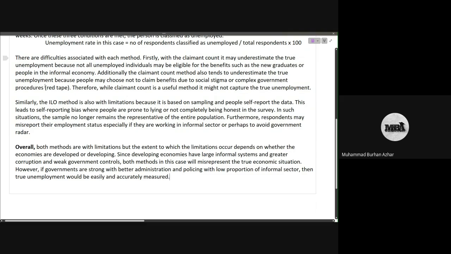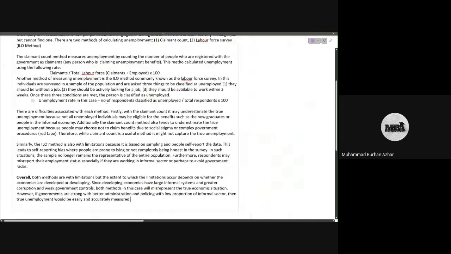So that in all is the answer to this question. We started with the definition of unemployment, what the claimant count method is, what the ILO method is, what the difficulties are, and then the overall conclusion. That's it.